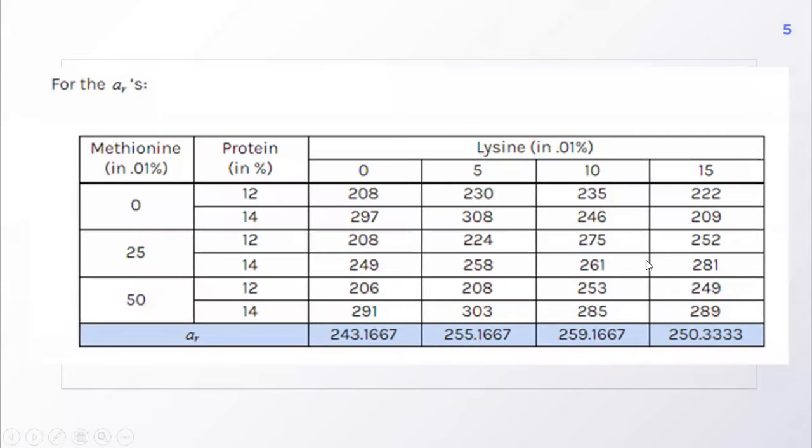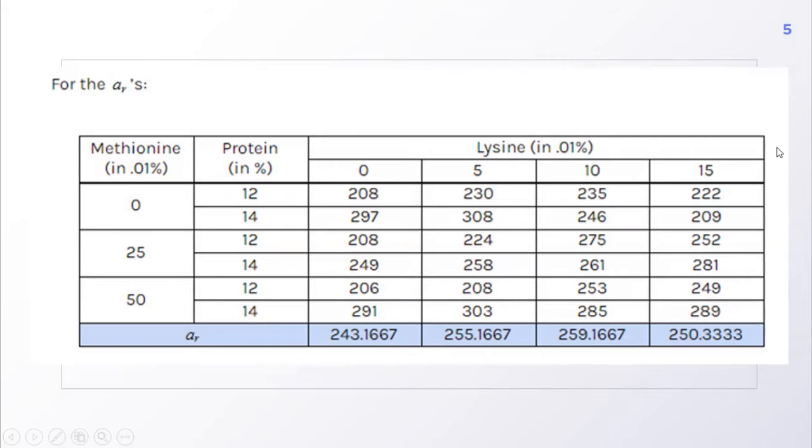For the A sub r's, we simply need to arrange the three-way table as such, where the methionine and the protein are grouped together and factor A, which is lysine, is isolated with one block of each level of lysine. And then just simply get the mean of each level. So for the 0%, its mean is equal to 243.1667. Then apply that to each level, we will get the following values.